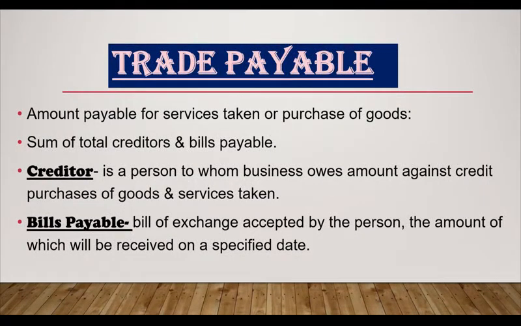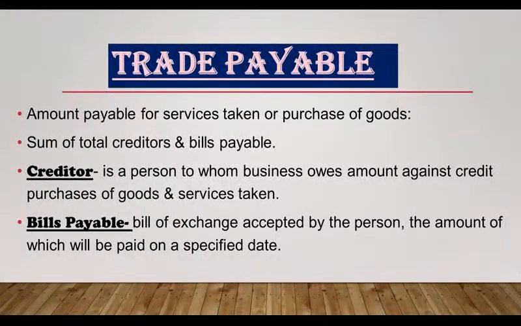It includes two parties: the creditors as well as the bills payable. Creditors are the persons or enterprises to whom the business owes the amount against the credit purchase of goods or the services taken by the business. Sometimes the business purchases goods on credit, so the party to whom the business has to pay the amount in the near future will be treated as the creditor for the business. Sometimes, instead of paying the amount, the business writes a bill on that party.